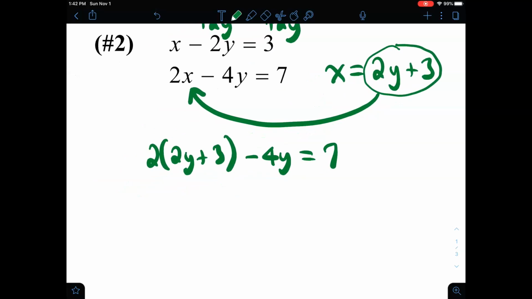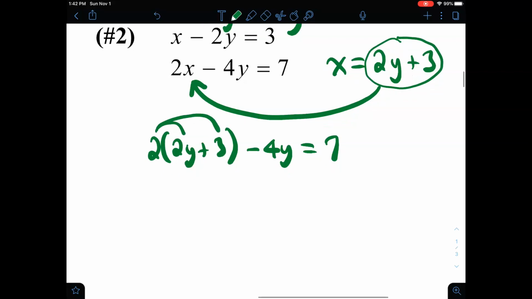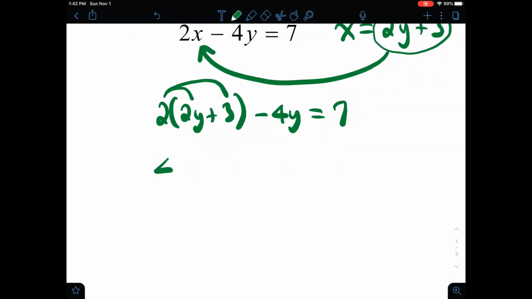Is there anything to distribute here? Yeah, we got the 2 times 2y and the 2 times 3. So what's 2 times 2y going to be? That's 4y. What's 2 times 3? That's 6. Minus 4y equals 7. Anything else to distribute? No. Any like terms? Yeah, we got the 4y minus 4y. But what's going to happen? What is 4y minus 4y? That is 0. They cancel out.